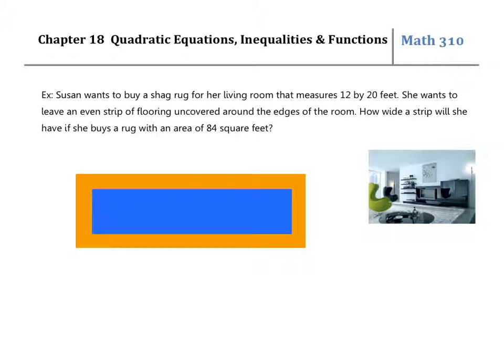Now we look at the problem and it tells us that the living room, which is the orange, measures 12 by 20 feet. And we don't know what the rug is going to measure, but we know the area of the rug is 84 square feet. And what we are to find is this dimension here that is the same dimension all around the carpet. It's the width of the strip of floor between the carpet and the wall, and we'll call that W.